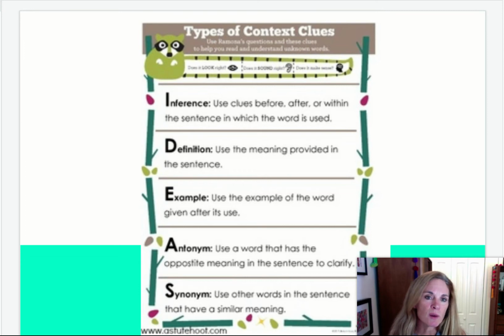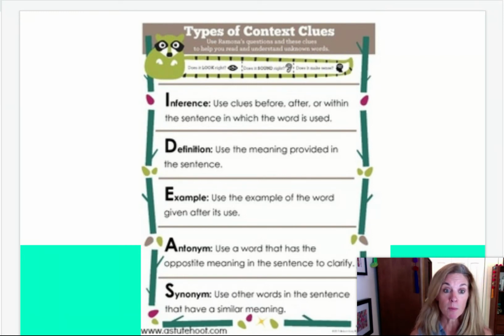The next way that you could figure out a word using the context is looking up the definition. So if you don't know what a word is and you can't figure it out by inference, look it up. That's fine. The next way that you could find out what a word means is an example. So use the example of the word given after it's used. Usually in a dictionary, there is a definition, and then it's usually used in a sentence, and that often can help you figure out what it means in your sentence. An antonym is the opposite, and a synonym is a word that has similar meaning. So in all of these cases, we're using other words to help us figure out a tricky word.